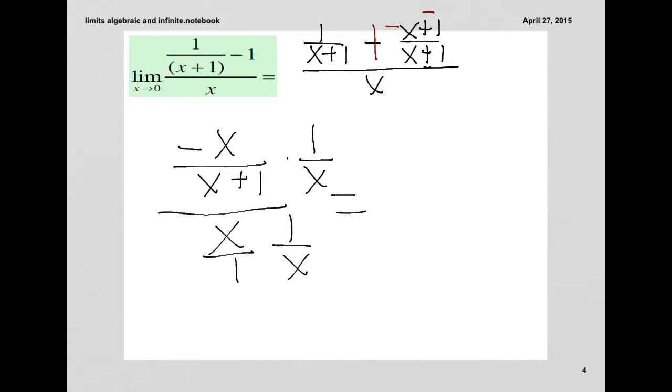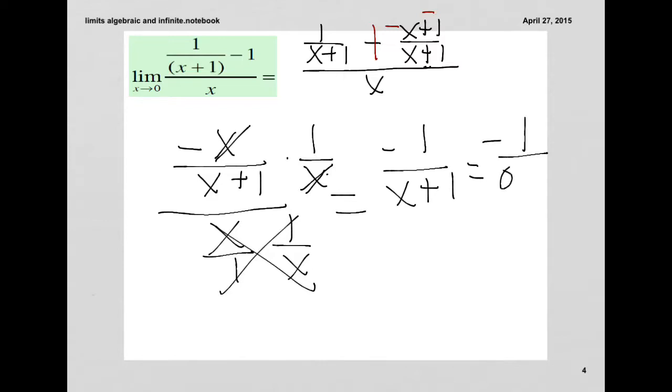And that's going to be equal to, well, these are gone. And I notice here that the x's are going to go away also. These x's are gone, so now I just need to multiply it out. That's negative 1 over x plus 1. Now I can put my 0 in, and that's going to be equal to negative 1 over 0 plus 1, which equals negative 1. So my limit as x approaches 0 of (1 over x plus 1 minus 1) all over x is negative 1.